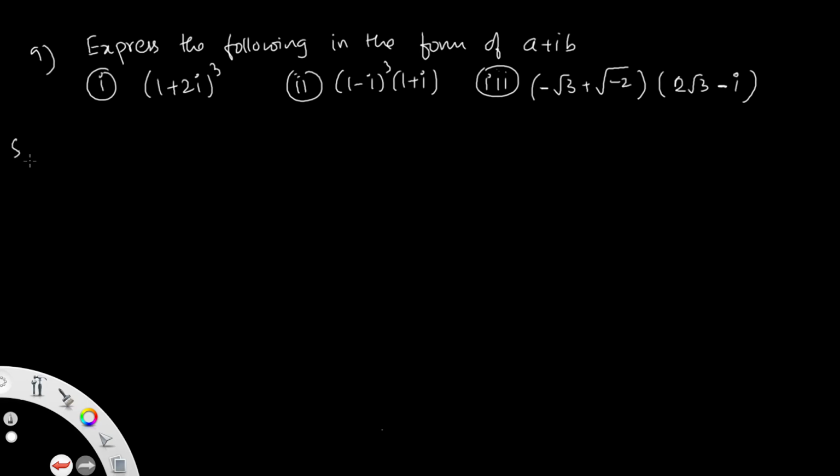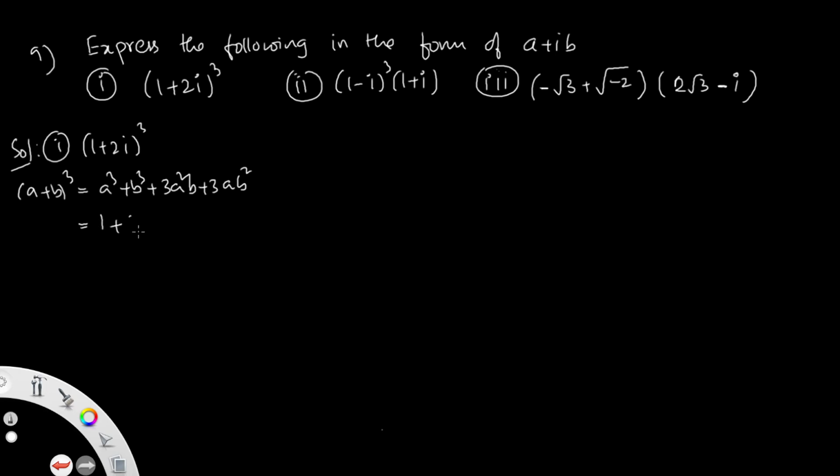So the first question is (1 plus 2i) whole cube. This is in the form of (a plus b) whole cube, that is a cube plus b cube plus 3a square b plus 3ab square. Write the formula, then substitute, that's all. Here a is 1 and b is 2i. Then simplify: 1 cube is 1, then (2i) whole cube, plus 3 into a square, which is 1, into b, which is 2i, plus 3 into 1 into (2i) whole square.